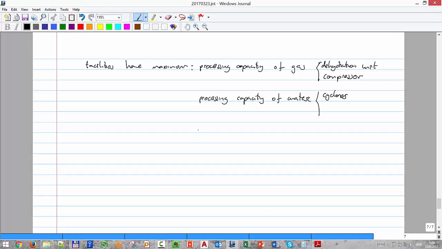And then I have the processing capacity of liquid that basically is given by the level that I have to have in the separator. Separator capacity or separator level. Okay, we're just going to finish, don't worry. Separator level.